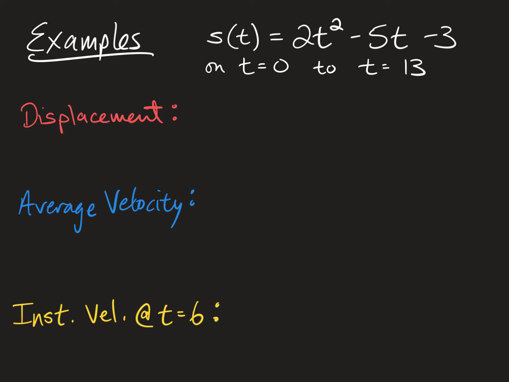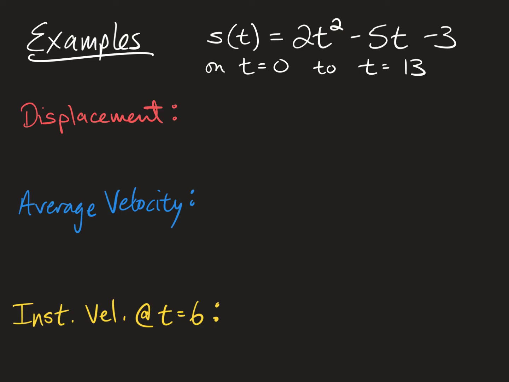In this slide, I'm going to go over an example on how to find the displacement, the average velocity, and the instantaneous velocity at a given time. So, for starters, we have a position function here, s of t equals 2t squared minus 5t minus 3. And we're considering this function on time 0 to time 13. And normally we'll have units here, but I'm just going to assume that they're all seconds.